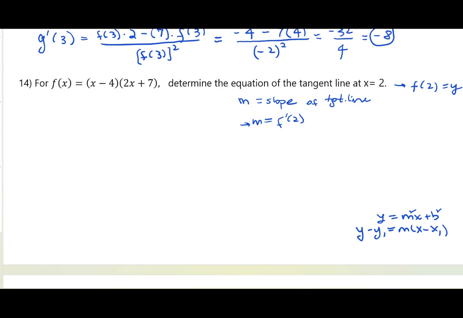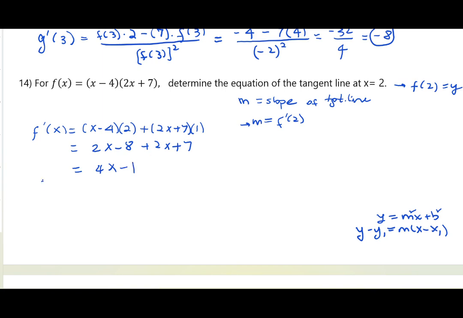To find f prime of 2, I'm going to use the product rule. So first, f prime of x. The first quantity, x minus 4, times the derivative of the second, which is 2, plus the second quantity times the derivative of the first, which is 1. And now let's simplify. 2x minus 8, and 1 times anything is itself, 2x plus 7, and let's add the two x's together. We have 4x, and the negative 8 plus 7 is minus 1.